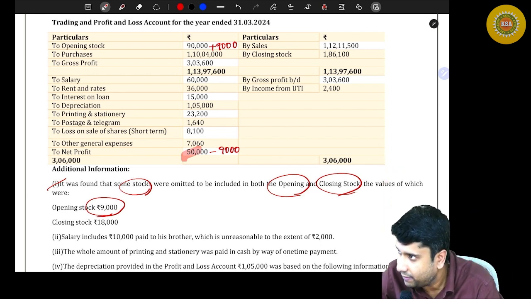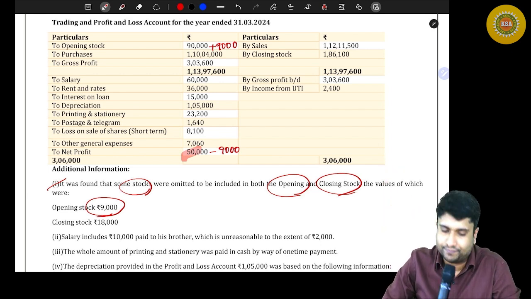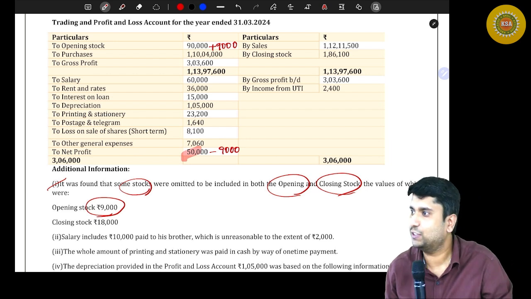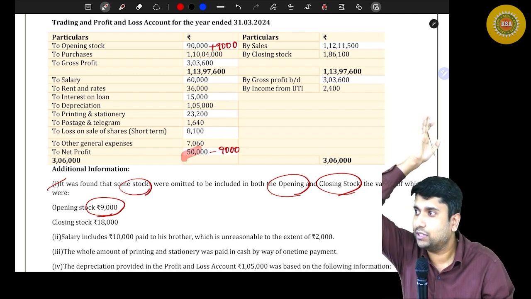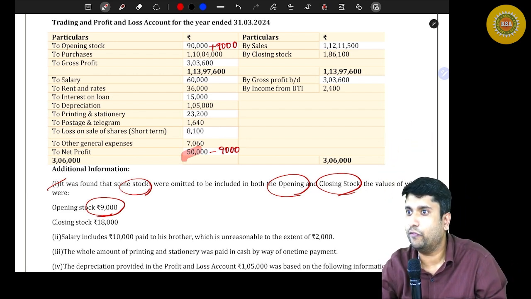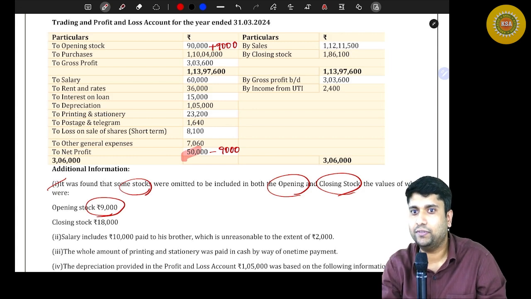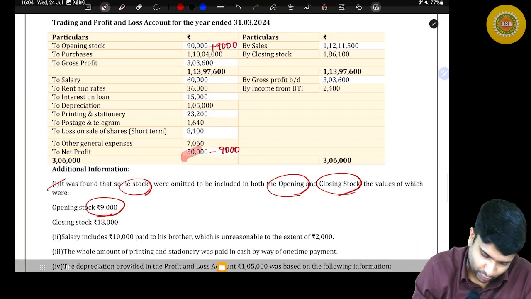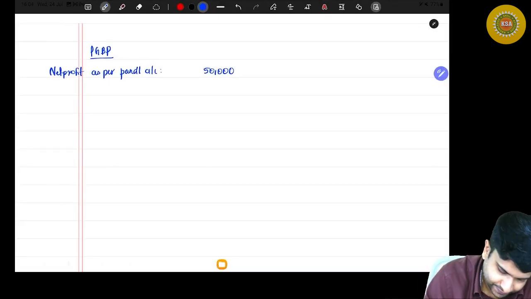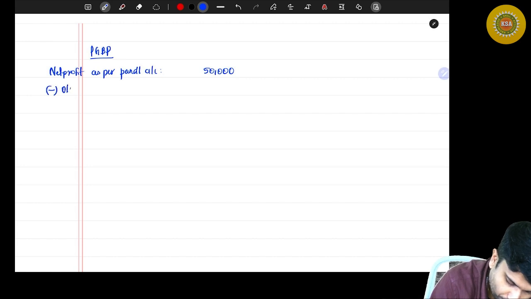Are you with me? The balancing figure is profit. You add 9,000 on the upper side, so it will go down from below. Are you with me? So you have to deduct opening stock adjustment. How much is the omitted amount? 9,000. That you have to reduce.